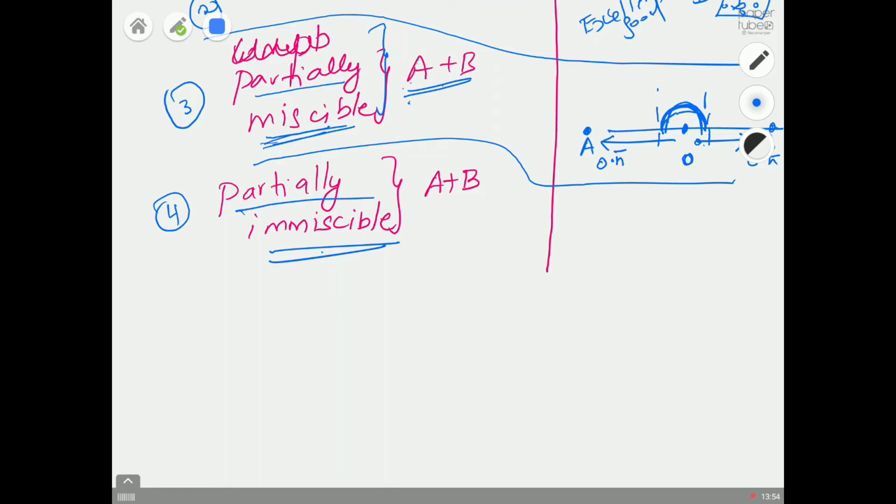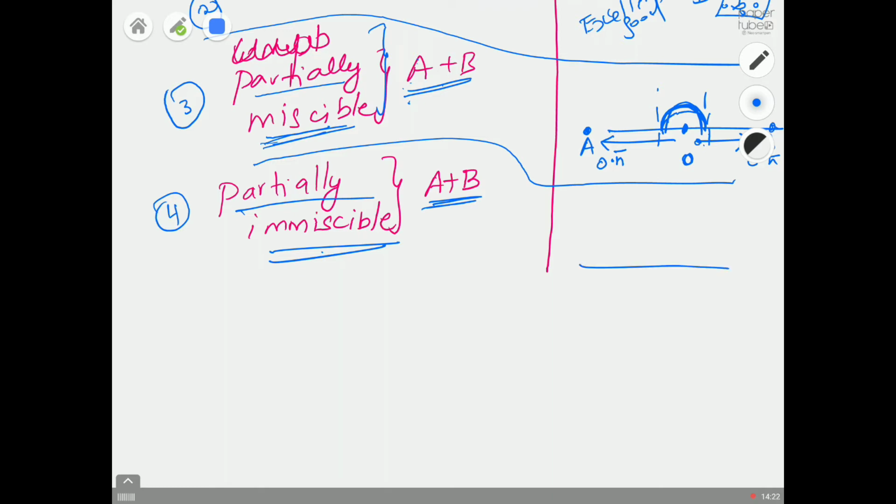You need to know these concepts before we draw something on the ternary diagram, or the ternary plot, if you want to call it that way. Another one is partially immiscible. So what do I mean by this? A and B are most of the time immiscible, but at some composition, they become miscible.